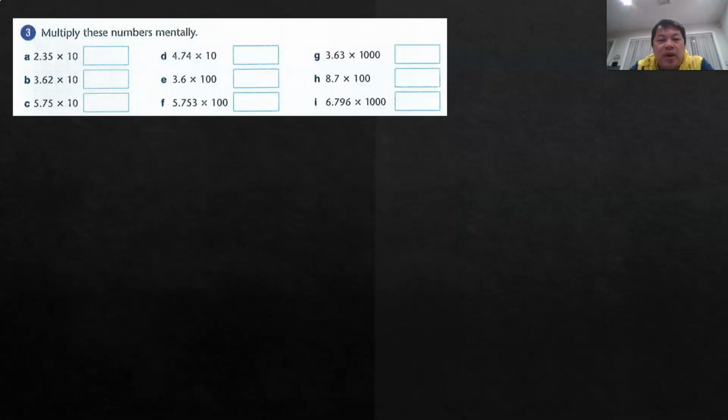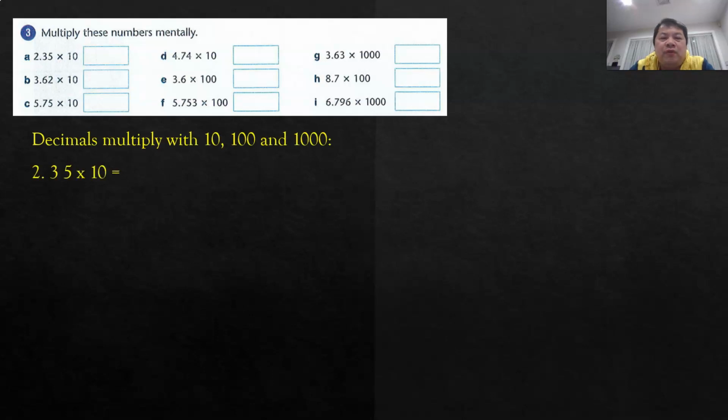The next part is talking about multiplying these numbers mentally. I'm going to give you some visual understanding on this. When you want to multiply by 10, 100, or 1,000, for example 2.35 times 10, since 10 has one zero, we move the decimal to the right one time. That's how we get 23.5. When you multiply by 100, since there are 2 zeros, we move the decimal to the right twice. That's how you get 235.